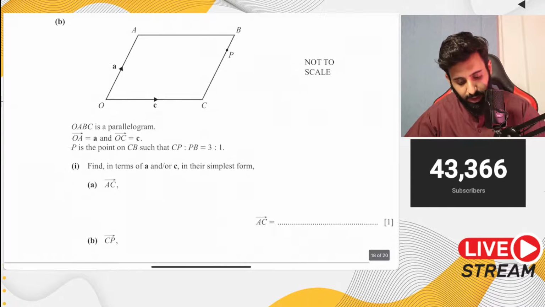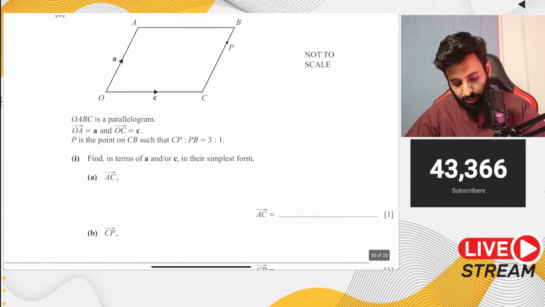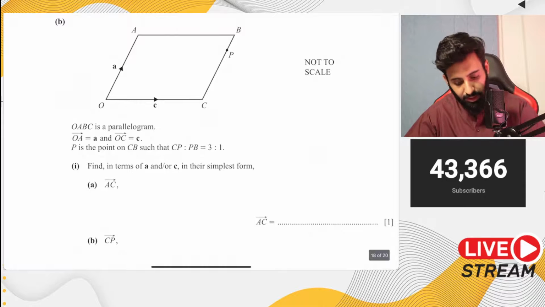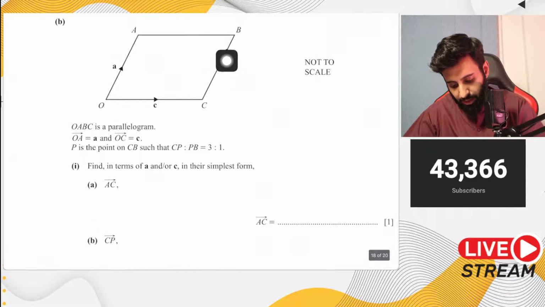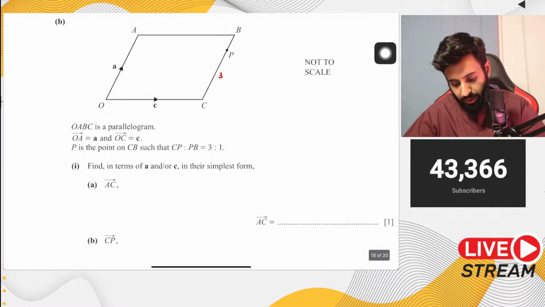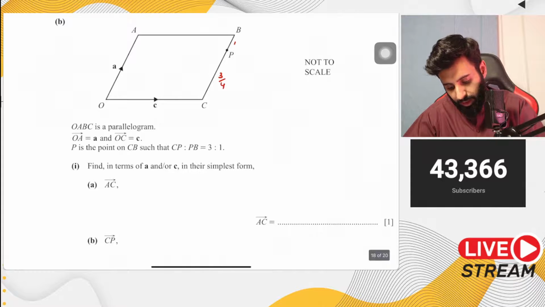Okay, now part B. Part B says OABC is a parallelogram. OA is equal to a and OC is equal to c. All right, we can see that. P is the point on CB such that CP and PB are in the ratio 3:1. So that means this is 3 parts, this is 1 part. So altogether, this is going to be 3/4 of the total. That means it's going to be 3/4 of CB, and this will be 1/4 of CB.